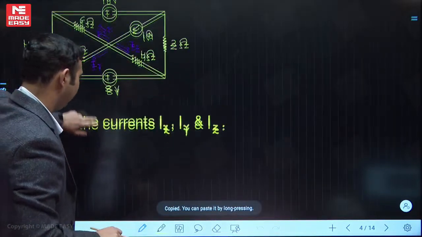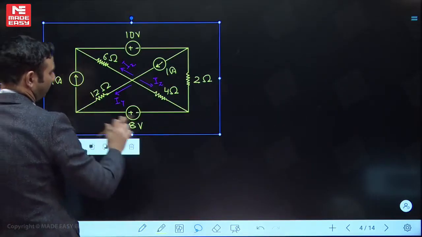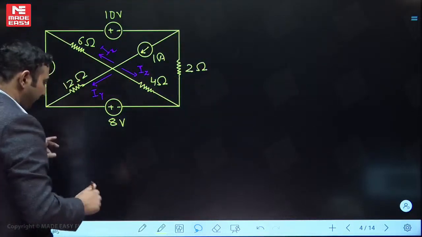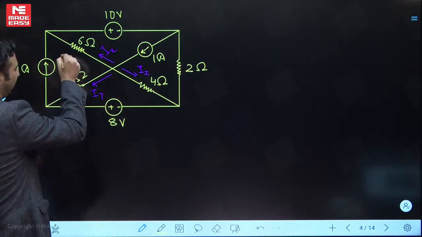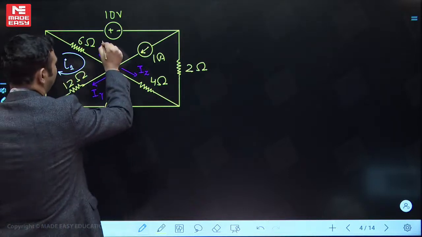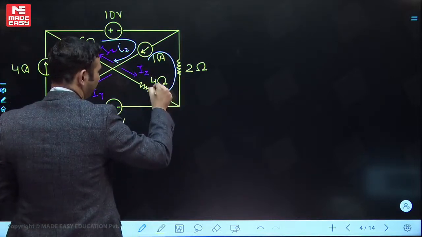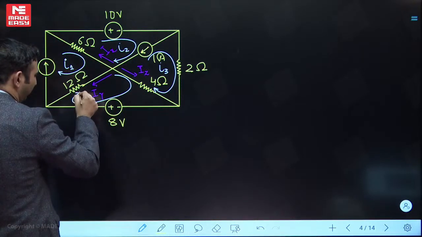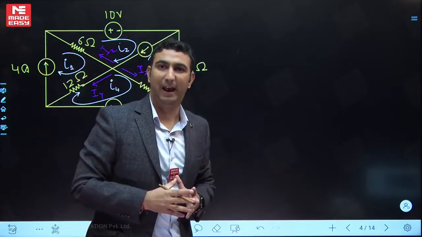Let's use this circuit only. Now, if I am solving it with the mesh, I have to assign the mesh currents. So let's say this is mesh 1, the current is I1, this is mesh 2, the current is I2, mesh 3, the current is I3, mesh 4, the current is I4. So this is what we have.